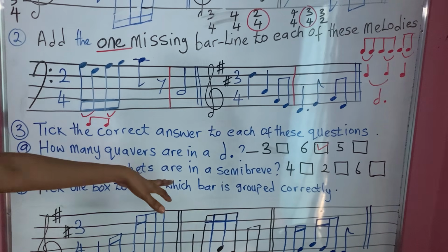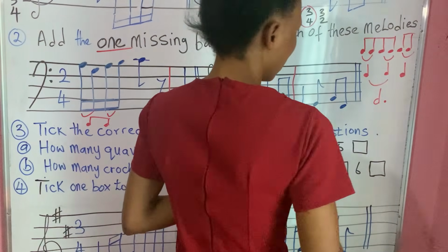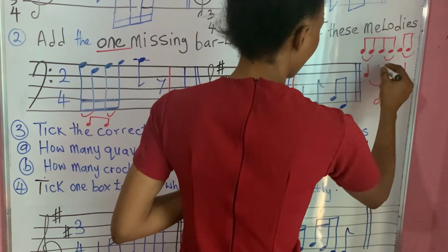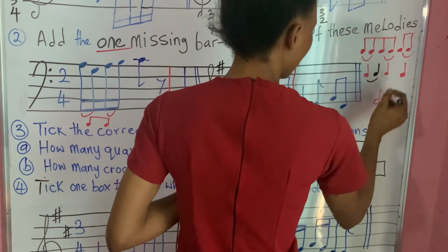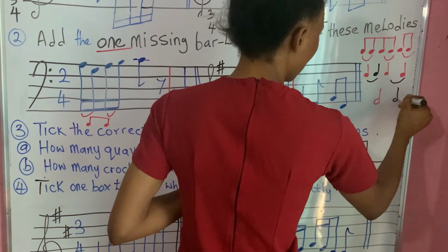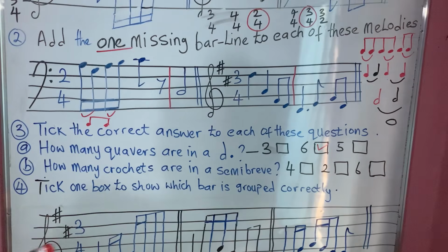How many crochets are in a semibreve? The same thing. Now let's do the same thing. I'm using here, let me add 1 more crochet. 2 crochets is a minim, 2 crochets is a minim, 2 minims is a semibreve. So the answer is 4 crochets.